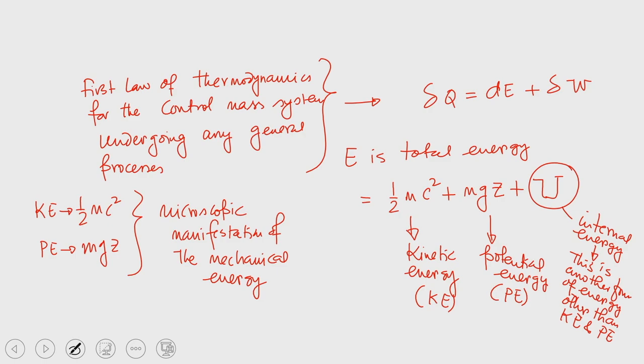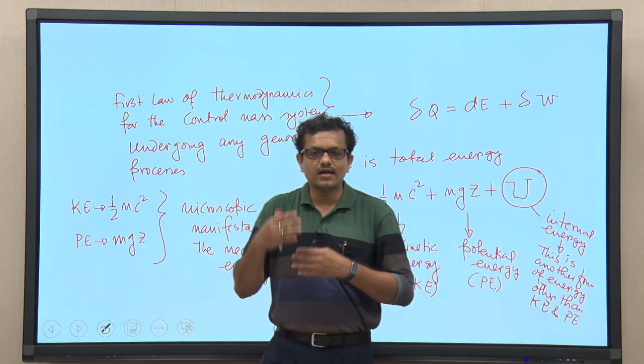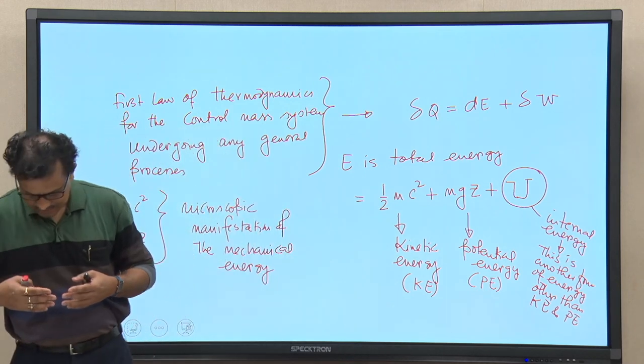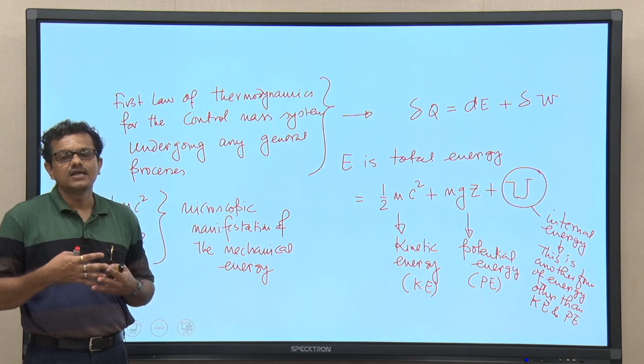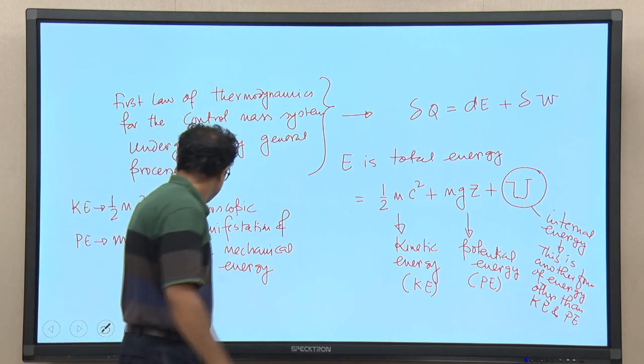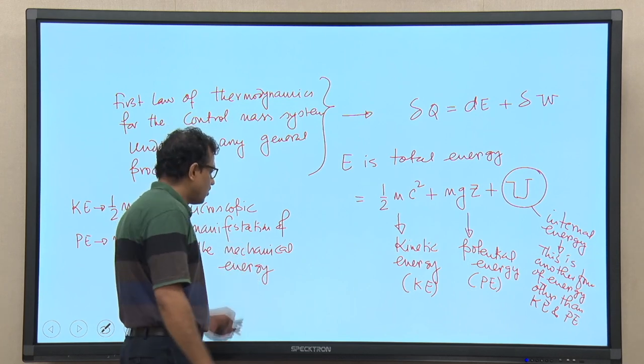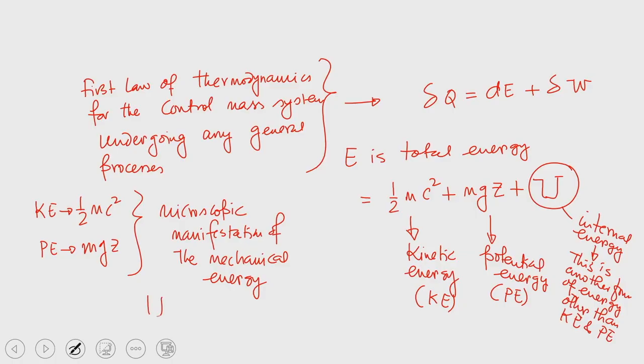Whereas, this fellow is internal energy, and that is nothing but the intermolecular form of energy due to the molecular rearrangement. I will give you an example. So, this is microscopic manifestation of the mechanical energy, whereas this U is the intermolecular energy, essentially due to the molecular rearrangement.